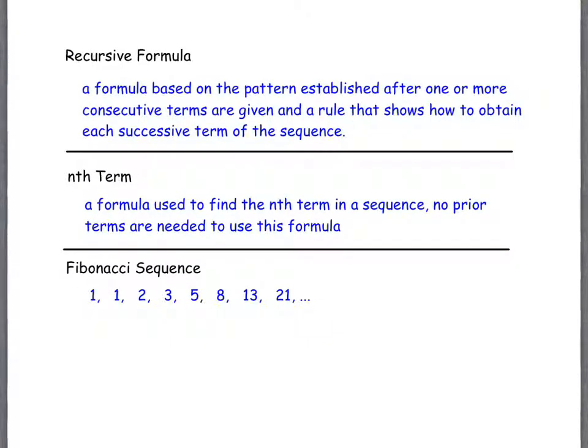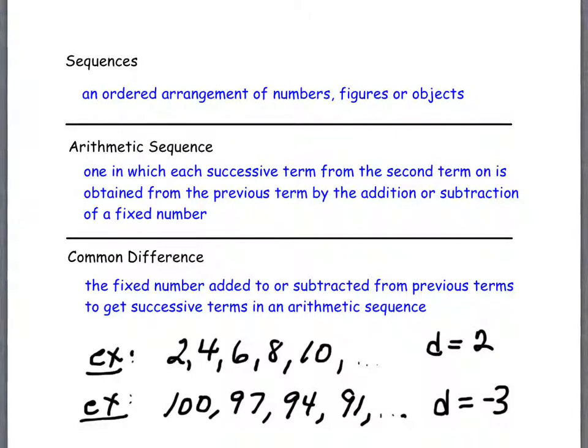A recursive formula is a formula that's based on the pattern, but you actually have to know where you start in order for it to work. So this is actually telling you you've got a pattern, and after one or more consecutive terms, the rule is given on how to obtain the next term. So you guys are actually creating, in your mind, a recursive definition when you were saying, I add 2, I subtract 3. That's a recursive way of thinking about this sequence. What do I do to get the next one?